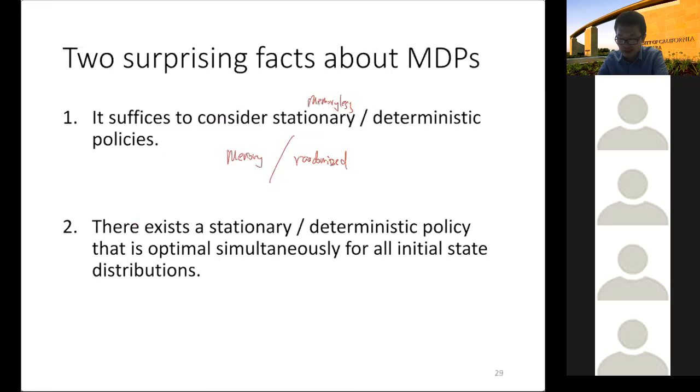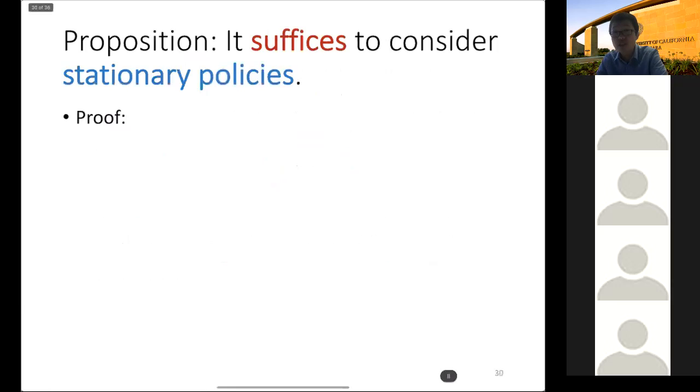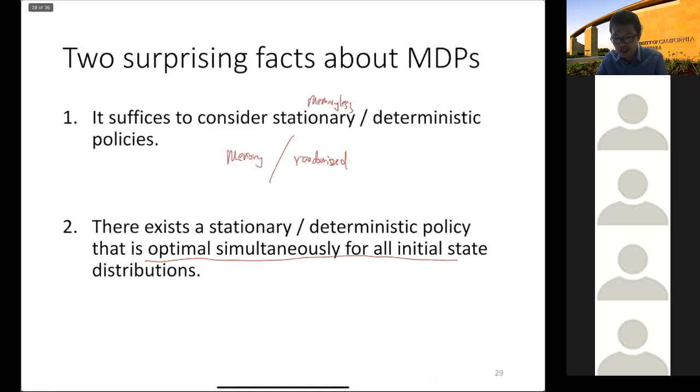Okay, and the second fact is that there exists a stationary deterministic policy that is simultaneously optimal for all initial state distributions. This is also worth thinking about, why this is the case, because we are optimizing over an entire vector and we require pointwise optimality. In the remaining time today, I hope to at least prove the first statement for you. So why does it suffice for us to consider only the stationary policies? I guess I should remove deterministic.